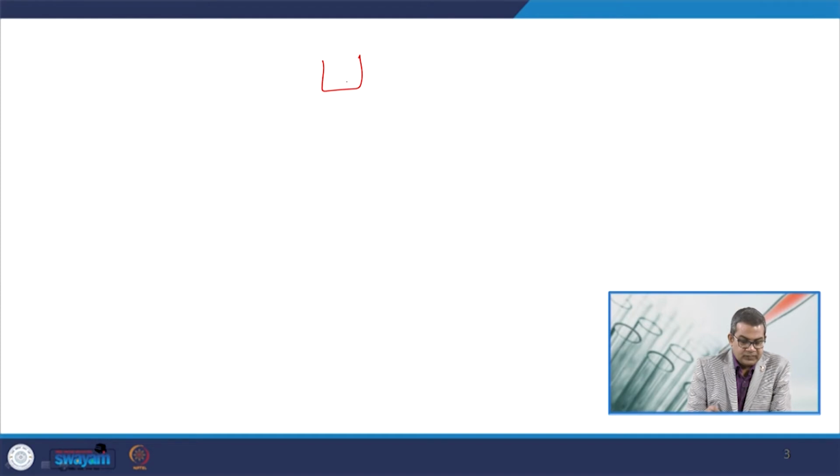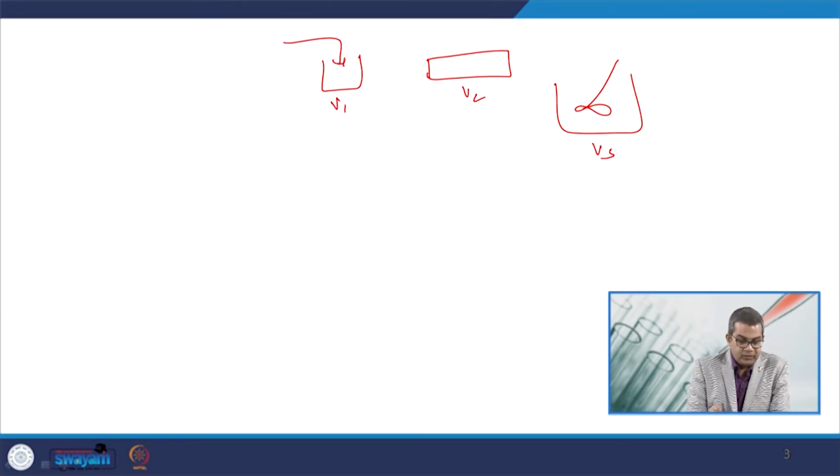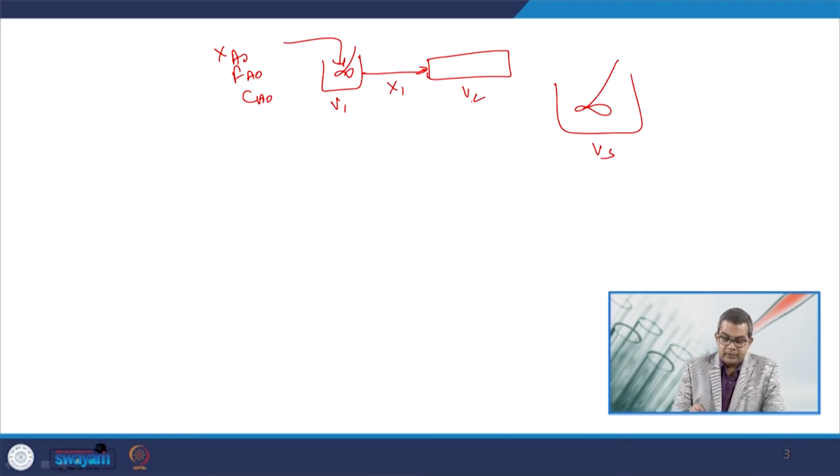Like this, there are three different types of reactor. This one is an MFR, this one is a PFR. So V1, V2, V3, and here you are feeding with X_A0, F_A0, C_A0. Then you may experience some conversion over here. Then the output of this reactor is subjected to this reactor having X2, and here you are having X3.